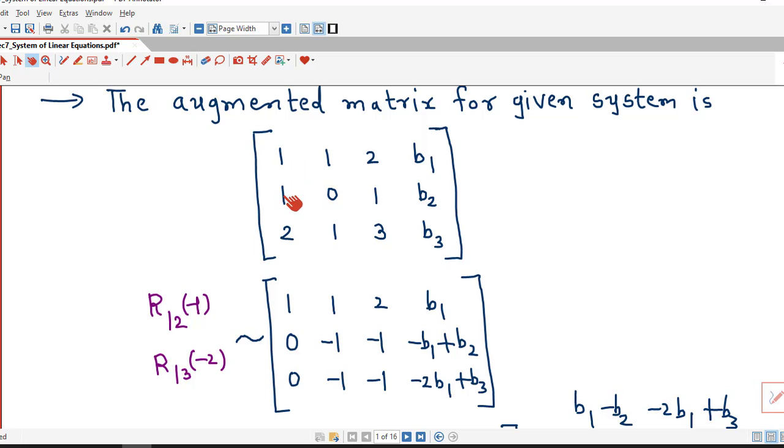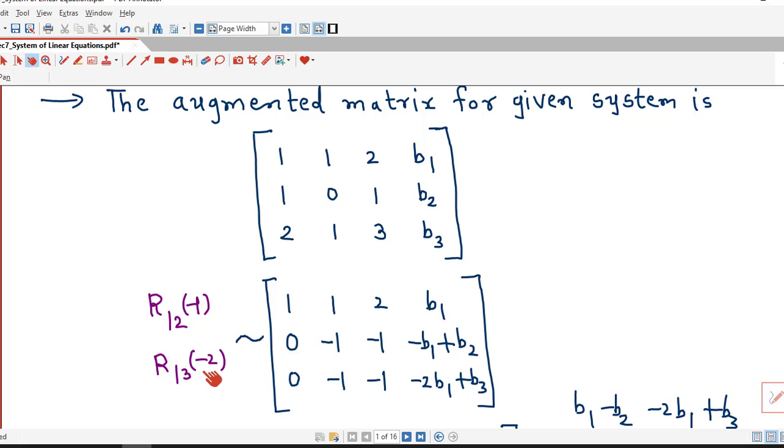So here -1 plus 1, which is 0, 1 into -1, which is -1 plus 0, so we have -1 here. Then 2 into -1, which is -2 plus 1, which is -1. b1 into -1, that is minus b1 and plus b2. So here we have minus b1 plus b2.